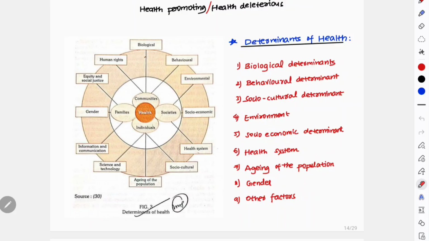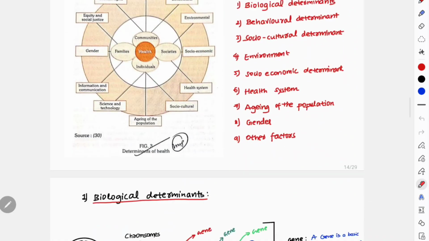See, this is the picture in the textbook of Park. Biological, behavioral, environmental, socioeconomic, health systems, sociocultural, aging of the population, science and technology, information and communication, gender, equity and social justice, human rights. This all determines the health of communities, families, individuals, society. It's a cycle. So this all determines the health of an individual.